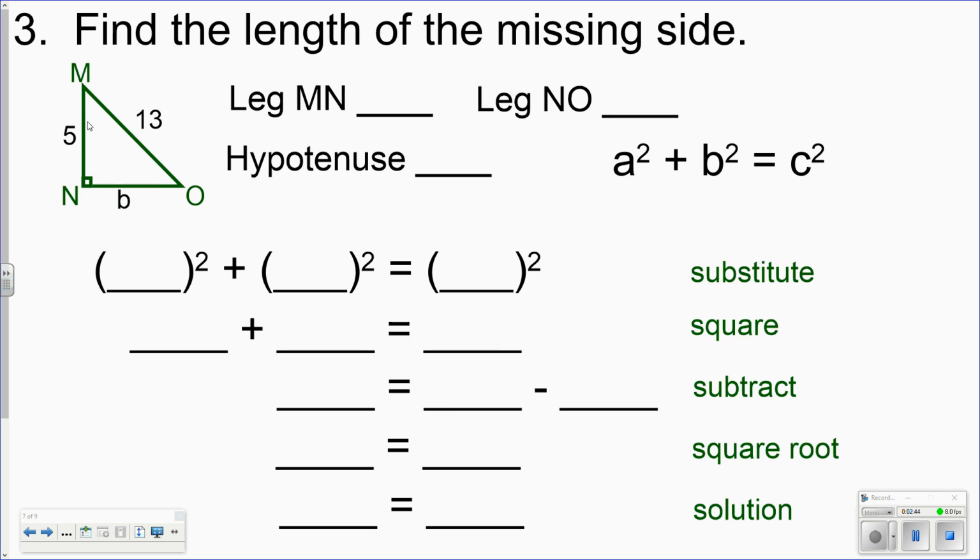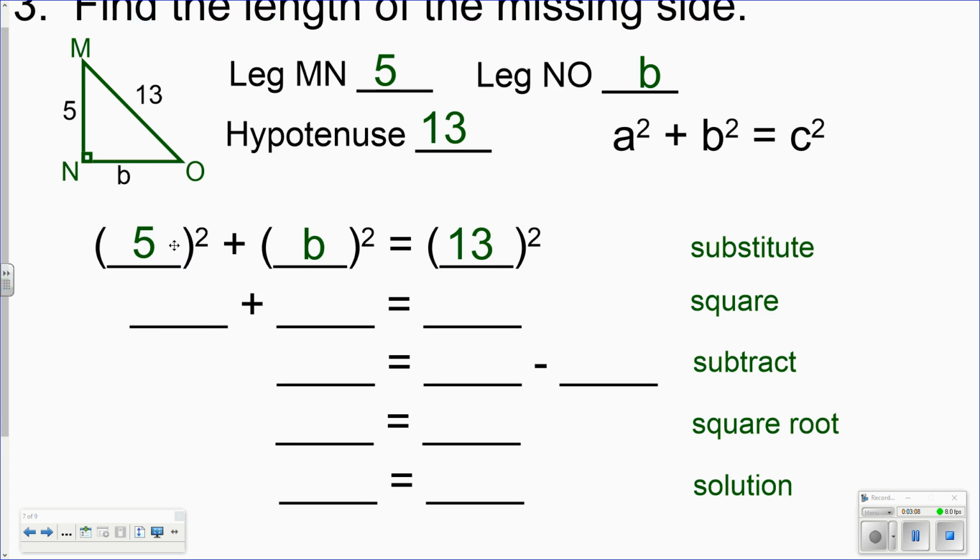Let's try another one. So the leg MN is 5. Leg NO is what we don't know, so we're just going to call that B. Remember, it doesn't matter if I call it A or B. And the hypotenuse is 13. So I go ahead and substitute. 5 is the A, B I don't know, and C is 13. Then I'm going to go ahead and square them. 5 squared is 25, B squared is B squared, and 13 squared is 169.